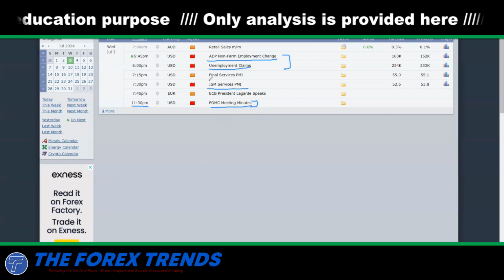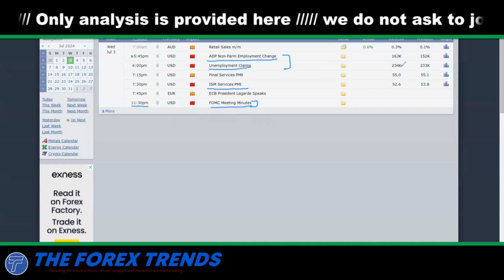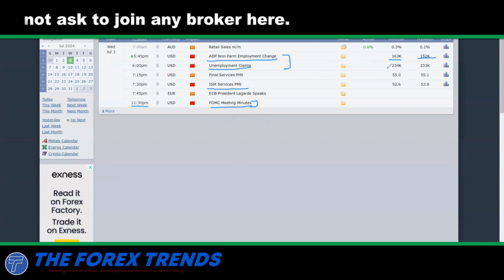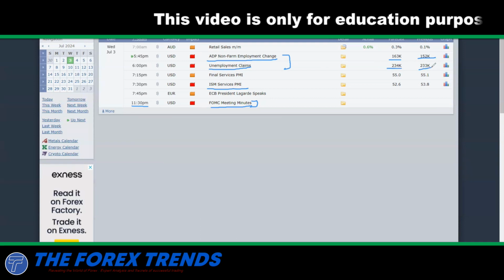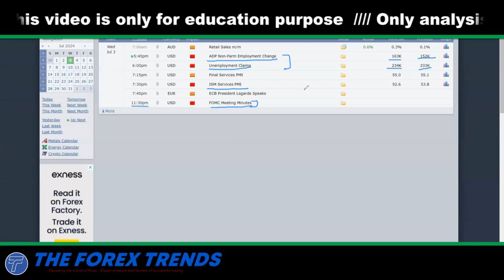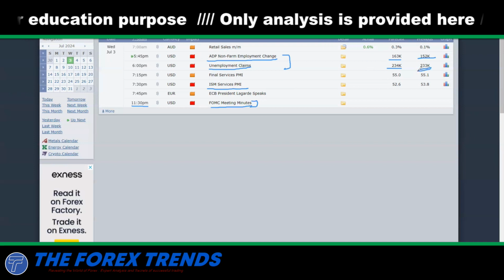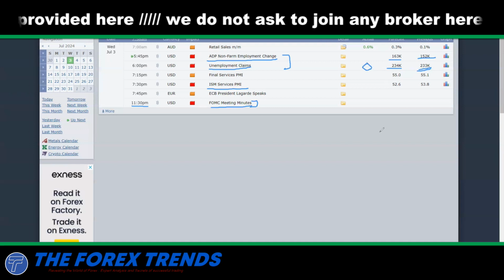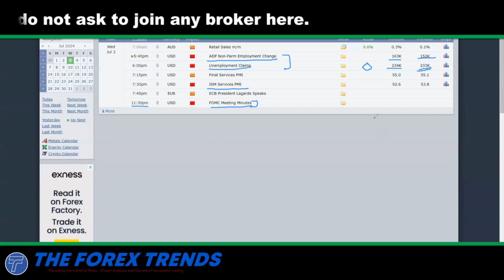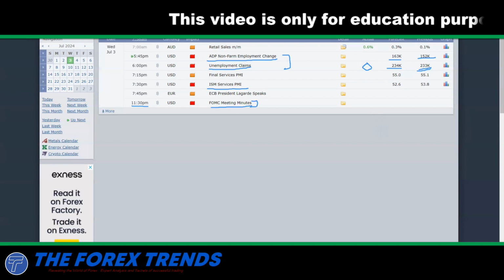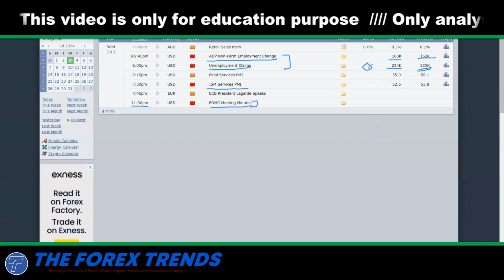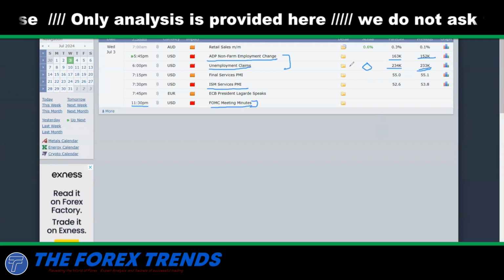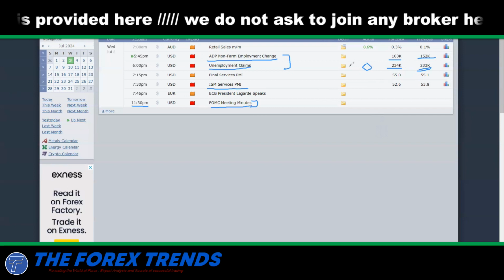So, the ADP non-farm employment change is forecasted to be greater than the previous, and the unemployment claims are also forecasted greater than the previous. If unemployment claims come in greater than the forecast or previous, it shows the labor market is still cooling down, and that would be negative for the dollar and positive for gold.